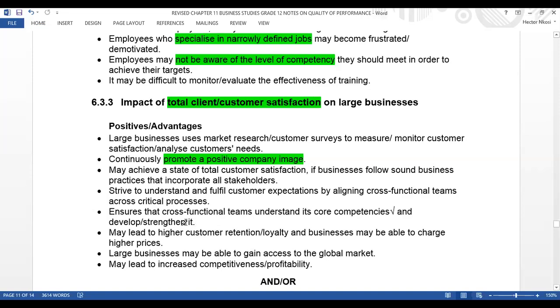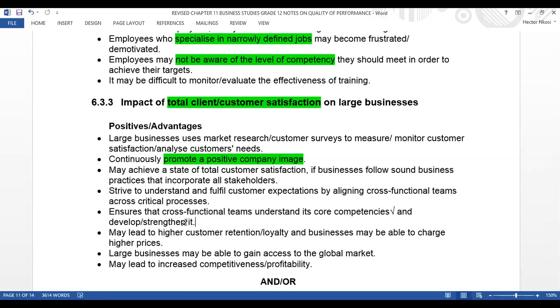This may lead to higher customer retention or loyalty, and businesses may be able to charge higher prices. Also, guys, about total client and customer satisfaction, you need to know that large businesses may be able to gain access to the global market. The last bullet says it may lead to increased competitiveness or responsibilities.